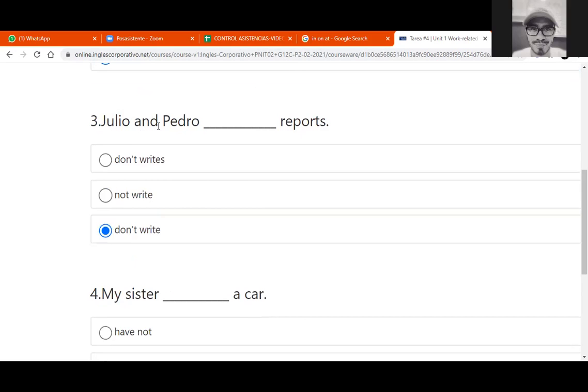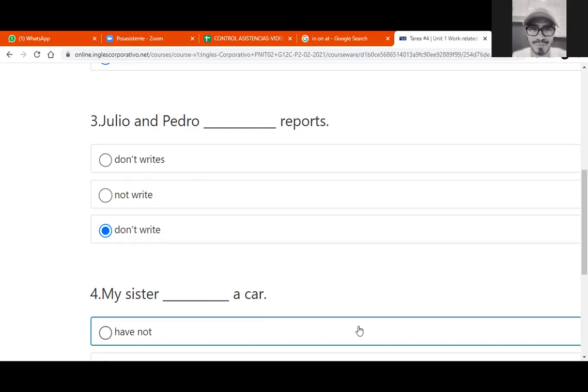Lo que pasa es que no vamos a tratarlos como individuos por aparte, sino que tenemos la conjunción, we have the conjunction and, entonces okay. Esta conjunción and nos sirve para unir cosas o situaciones similares. Entonces en este caso nos está uniendo a Julio y a Pedro como personas y ya vamos a decirlo, que no va a ser he, va a ser they. They don't write reports. Ya lo va a tomar como uno solo.